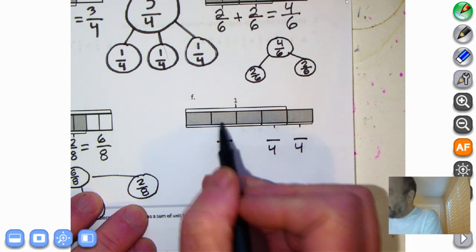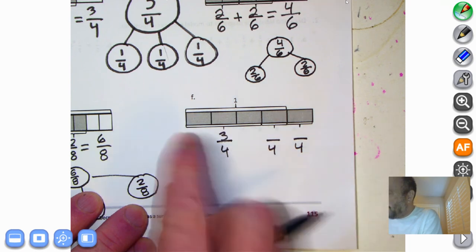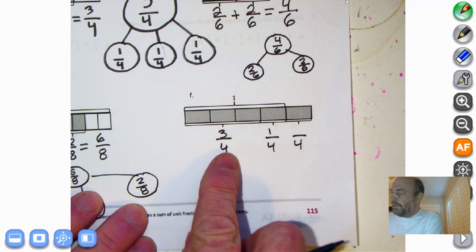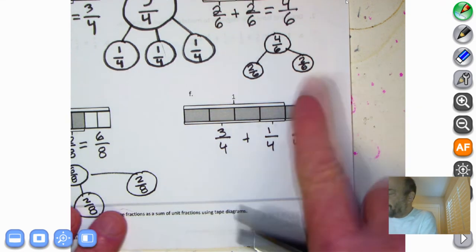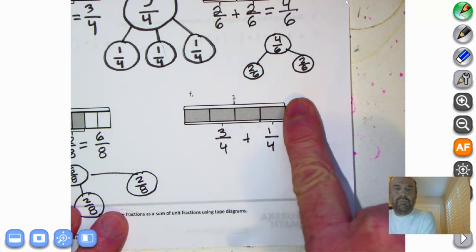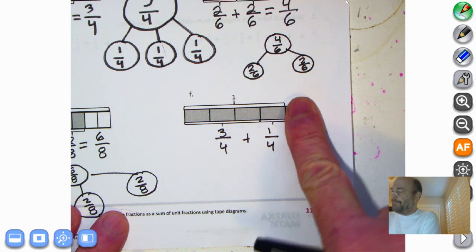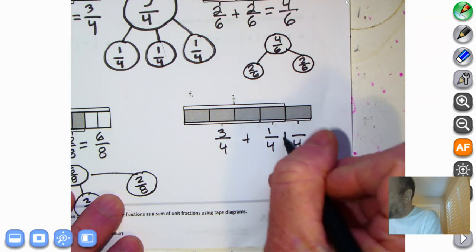So we got 1, 2, 3, this bracket is 3 fourths, right? 3 out of 4. And this bracket is 1/4. 3/4 plus 1/4 makes 4/4, which is 1 whole. See right here? That's 3/4 plus 1/4 equals 1 whole, or 4/4. Now, we're adding an additional fourth on.